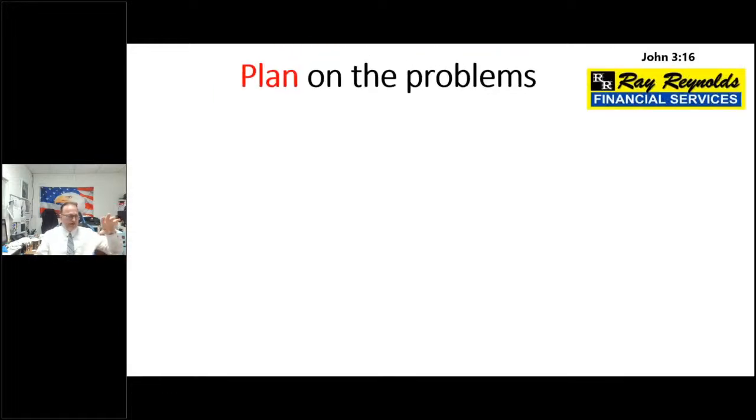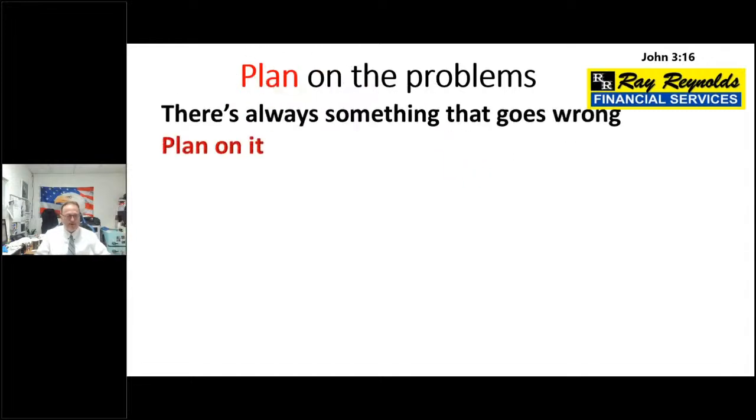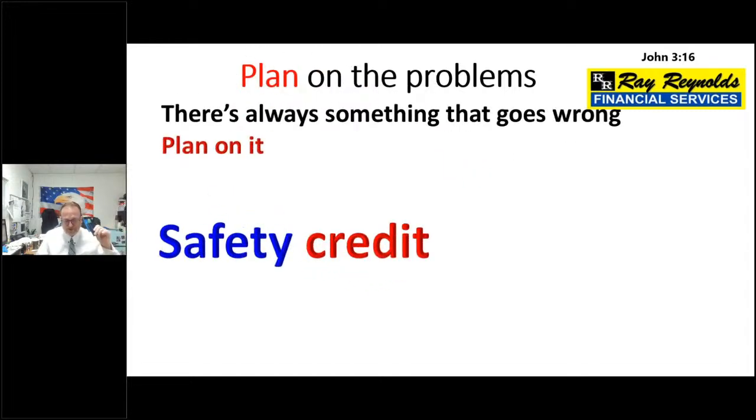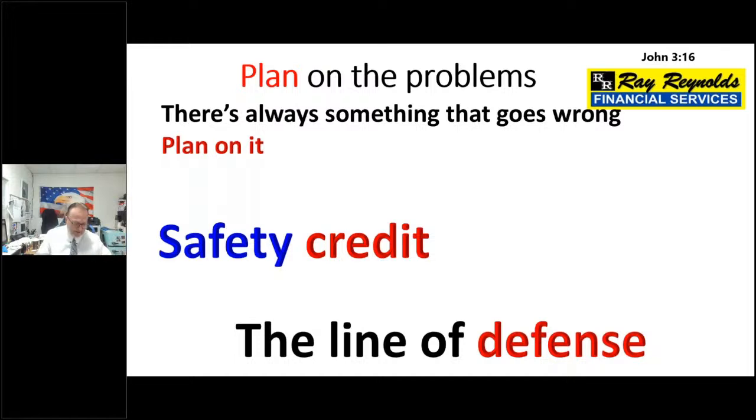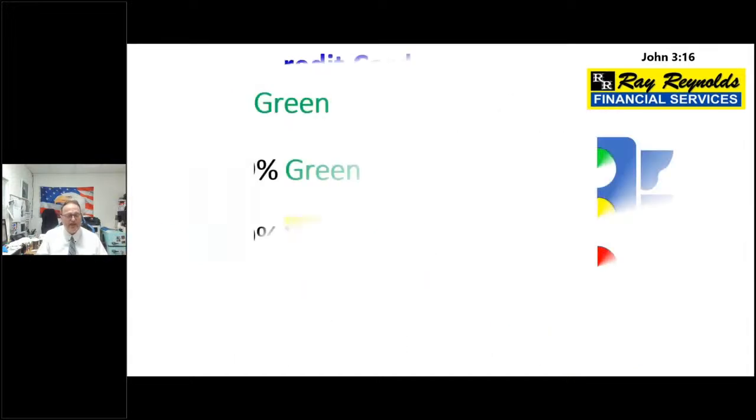I want you to plan the problem. You had a friend and family member rip you off. You spent thousands, and it didn't work. I want you to set up a line of defense and safety credit. And under that, sticky. I want you to do it my way for a while because I think your way sucks. That's just the truth.